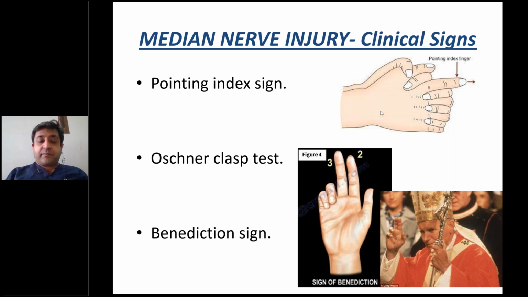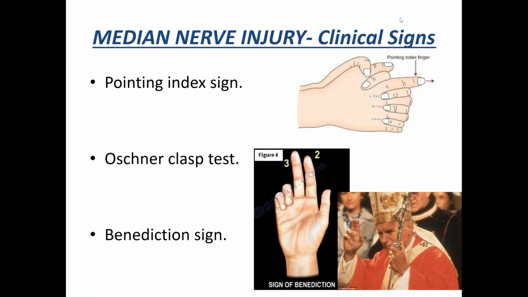The third is the benediction sign. You can see in the picture that you ask the patient to make a fist, and these two fingers get flexed and these two keep standing out because of the paralysis of the FDPs. This attitude is often associated with the Pope's benediction hand, so it is called the benediction sign.